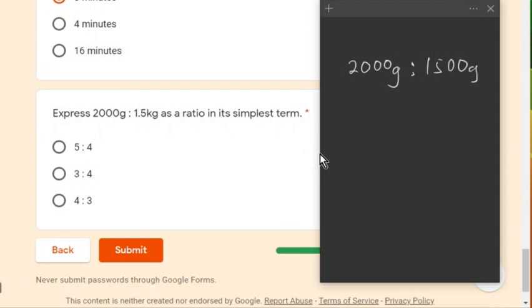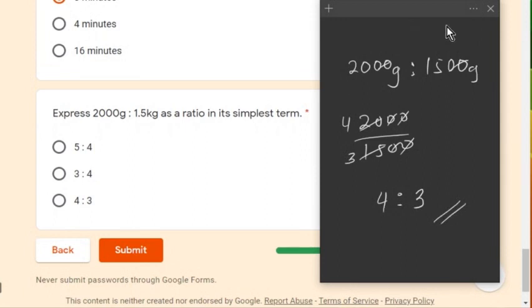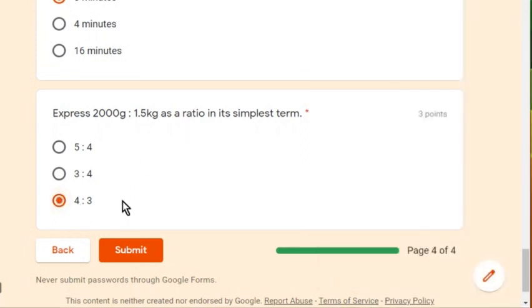And when we simplify this, we break it down. I have 2000 over 1500, I have 20 over 15. 5 will divide this 3 times, and then 5 will divide this 4 times. So I'll end up with 4 is to 3 as the simplest ratio. So the correct answer is this.